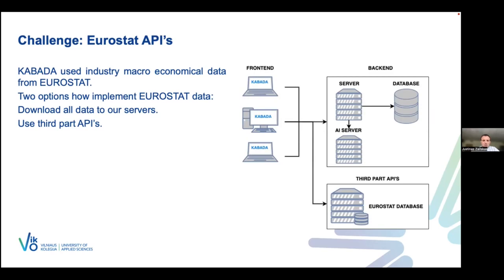KABADA uses industry macroeconomics data from Eurostat. To implement Eurostat data, we had two options: download all data to our servers or use third-party APIs. We chose the second option, as the first option would have required a regular download of data from Eurostat, and we would need to refresh our database. Therefore, third-party APIs needed to be used in this case.